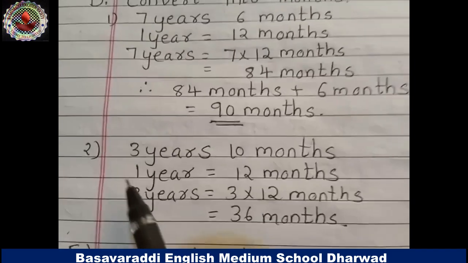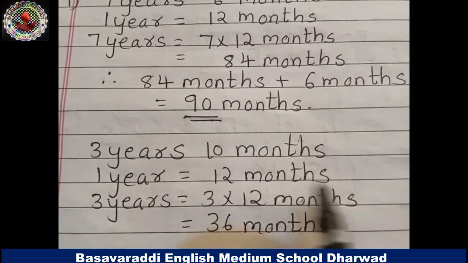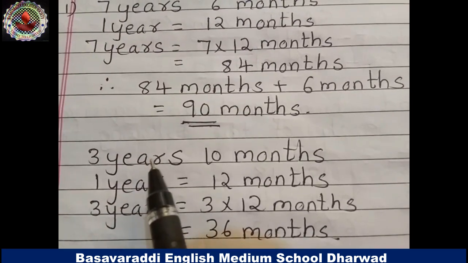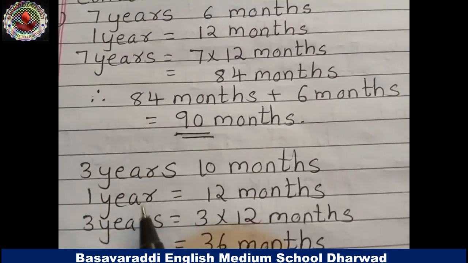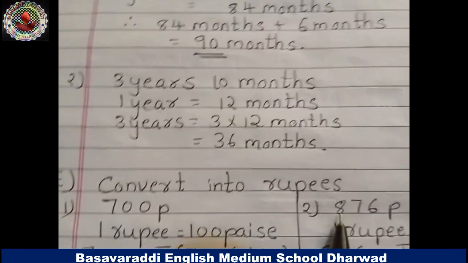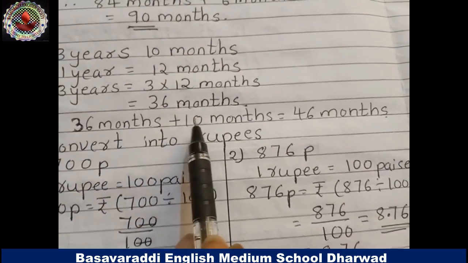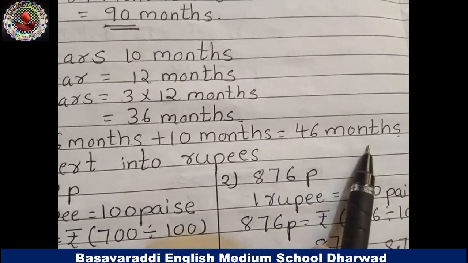Now second one, 3 years 10 months. 1 year is equal to 12 months. First we are converting years to months. So 3 years means 3 into 12 months, that is 36 months, and 10 months we have to add. So 36 months plus 10 months is 46 months.